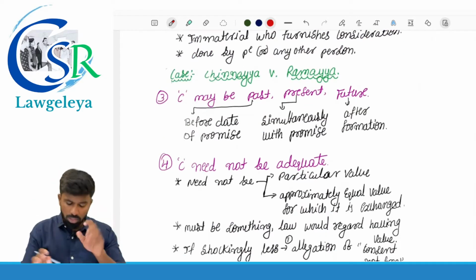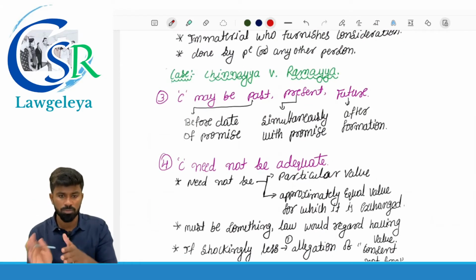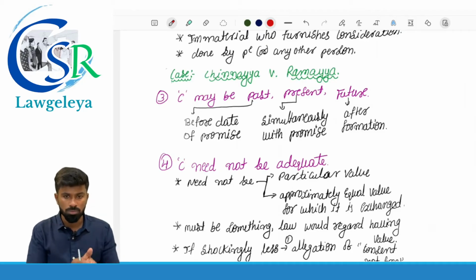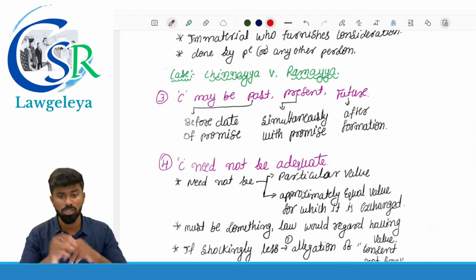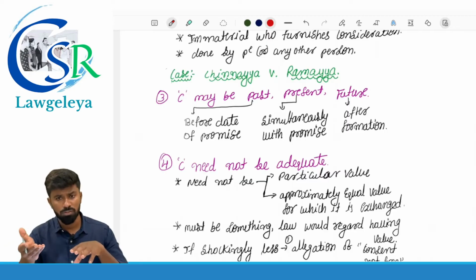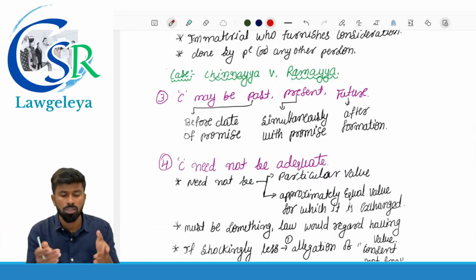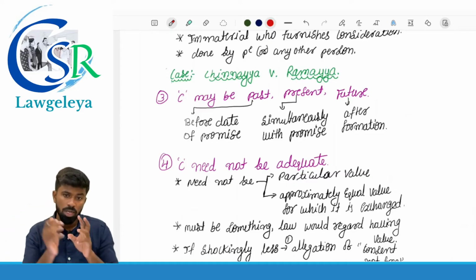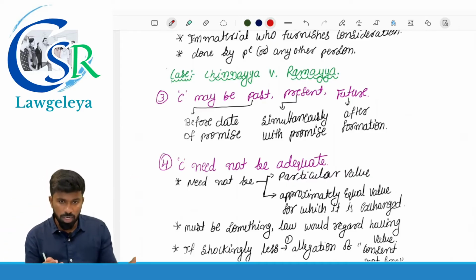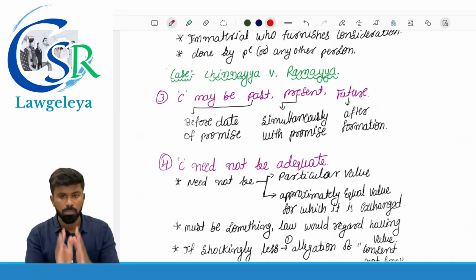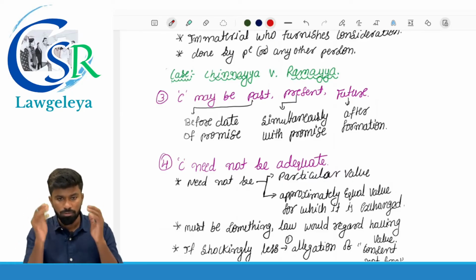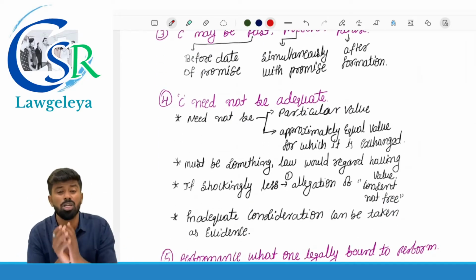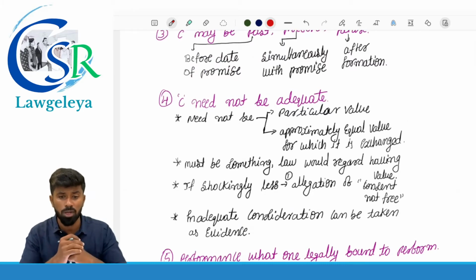Next one, consideration can be past, present, or future: before the date of promise, past; simultaneously with the promise, present; after the formation of contract, future. Keep this in mind. Consideration at the desire of the promisor, from the promisee or any other person, can be past, before the date of promise; present, simultaneously; future, after the formation. Next one, consideration need not be adequate. Important one here.